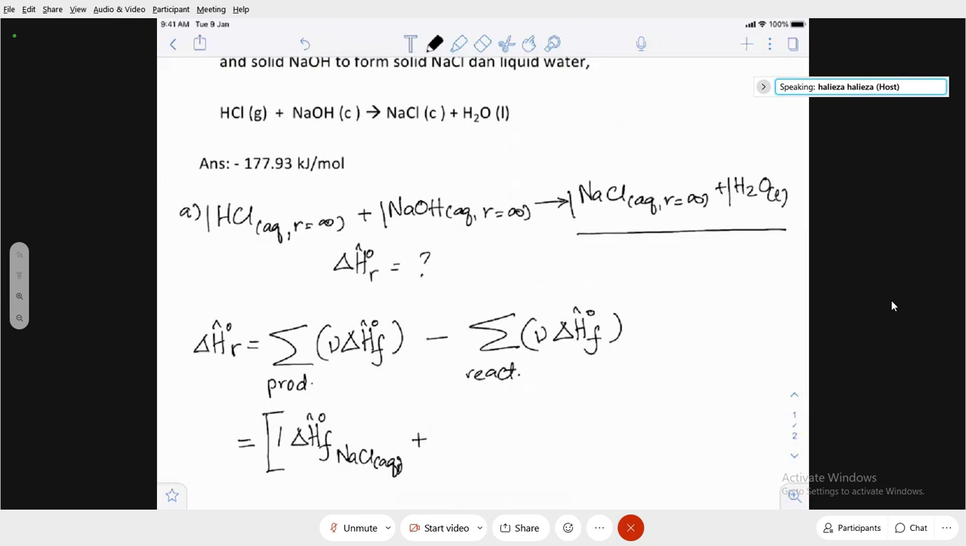You can also write it as aqueous because it's understood that it's at infinite dilution. So the other compound in your product is water. The heat of formation of water, that's liquid. So that is this part from your product.